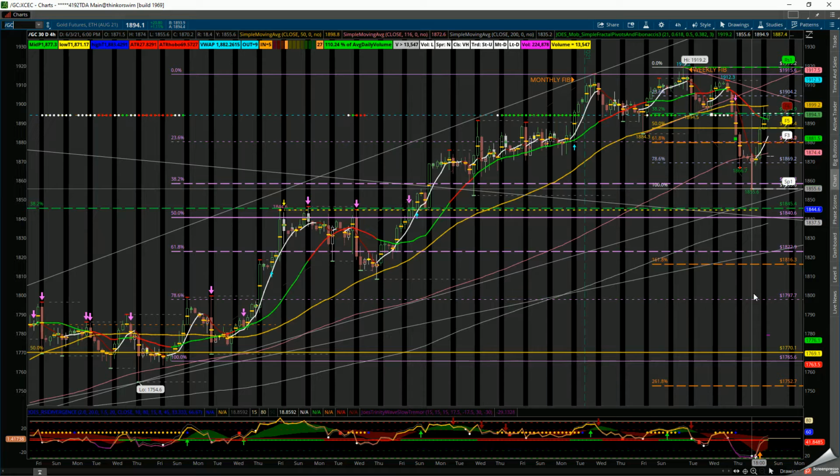If we look at it on a daily chart, we want to make sure that gold never comes back below the 1840 in order to continue higher, and we have to clear the 1908 to get some momentum to the upside in gold.